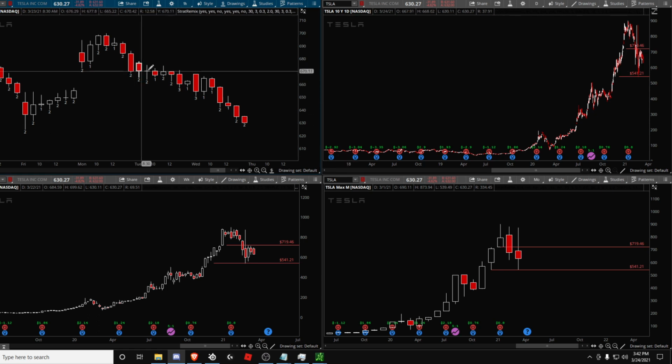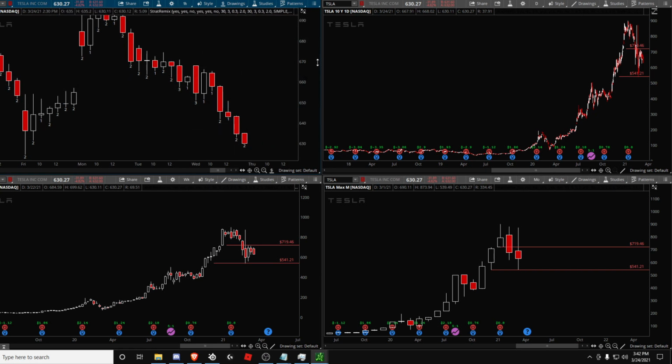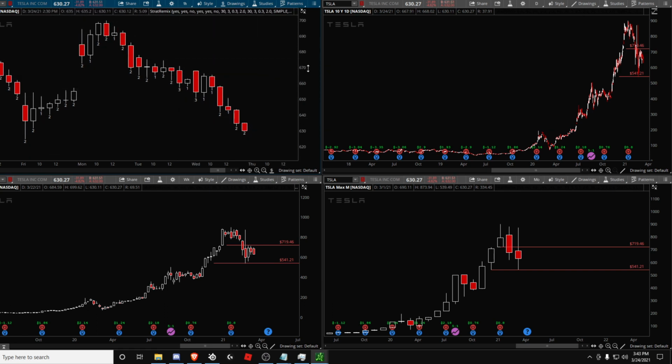A two up is going to be a break of a previous high, two down, a break of a previous low. You can have a two up and it can be red, and you can have a two down and it can be green. I hope that makes sense for you guys. Just printed that.